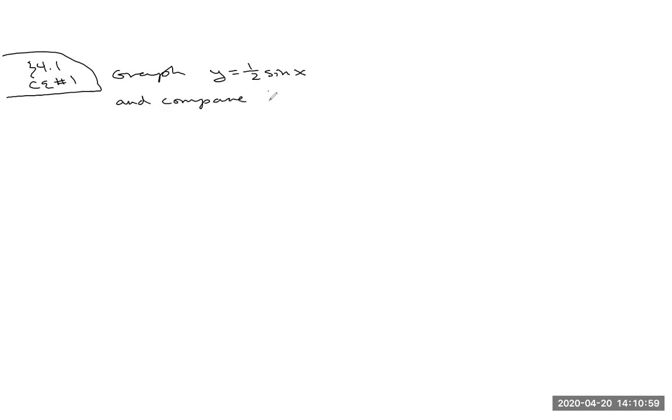Okay, so instead of going back to that classroom example right now, let me just bring it up here. This is section 4.1, classroom example number 1. Okay, so we have graph y equals 1/2 sine x and compare to y equals sine x. Okay, so we're just going to do this over one period.